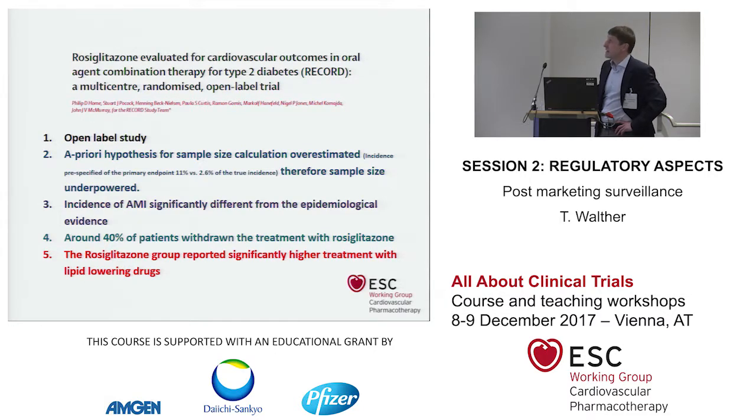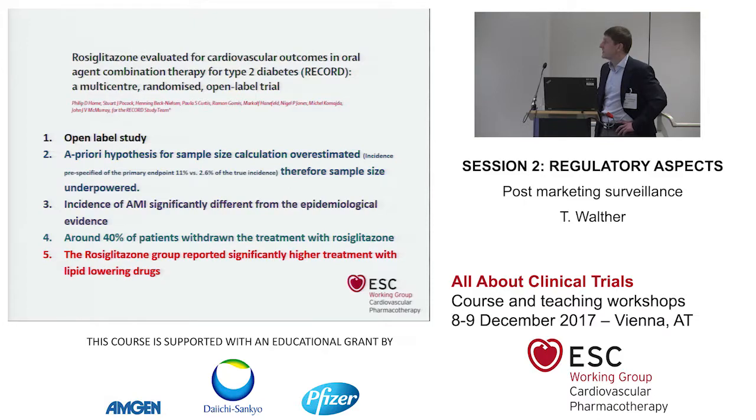Then it's really important what they did. This was the endpoint, myocardial infarction, and they assumed in their study group that 11% of all patients would get a myocardial infarction, and they made the whole statistical calculation for how many patients have to be included based on 11%. In reality, just 2.6% of all patients got a myocardial infarction, and you can assume that it was massively underpowered to reach a statistical conclusion on whether there is an increase in myocardial infarction or not.